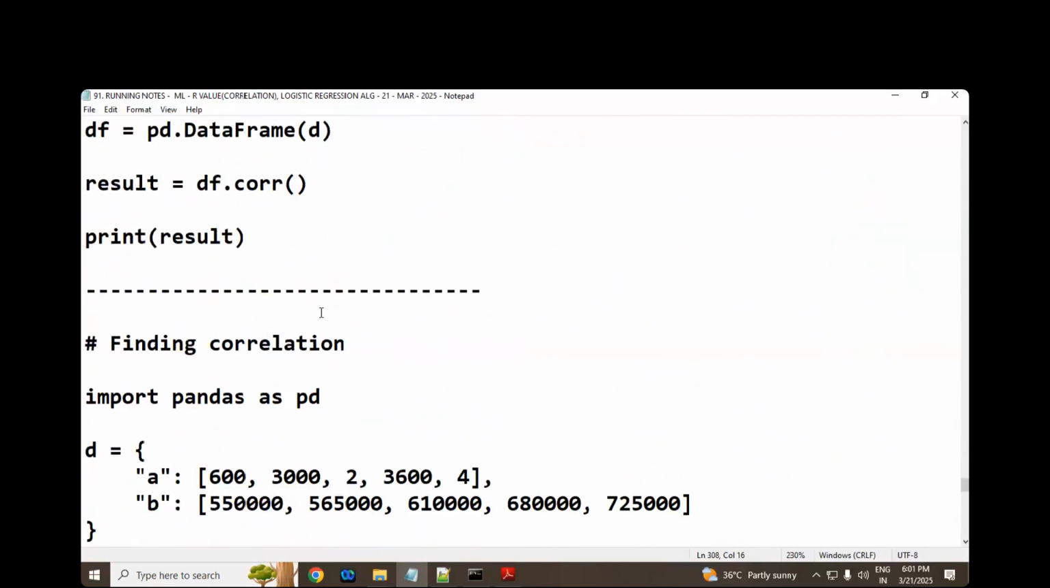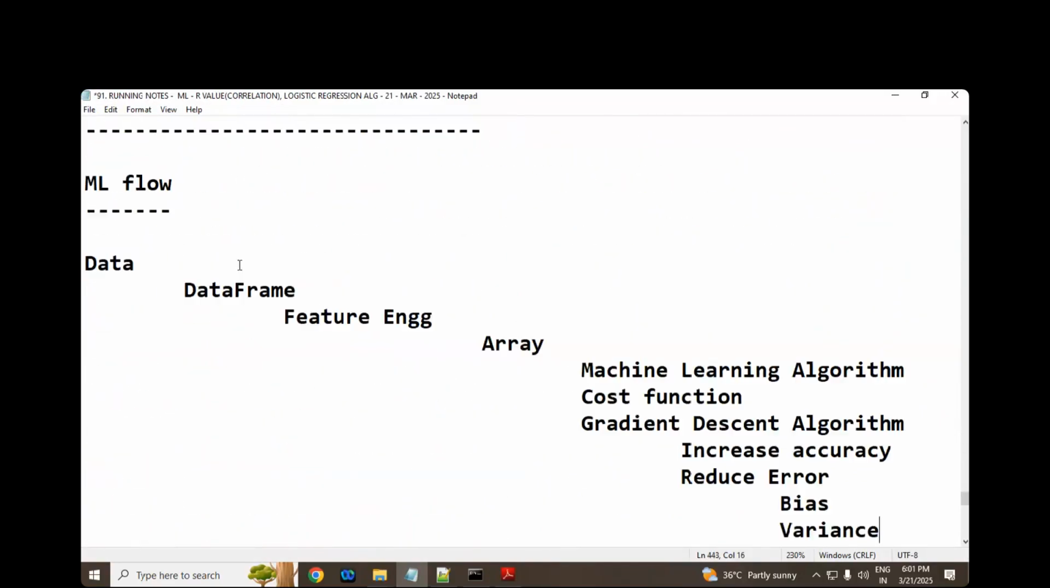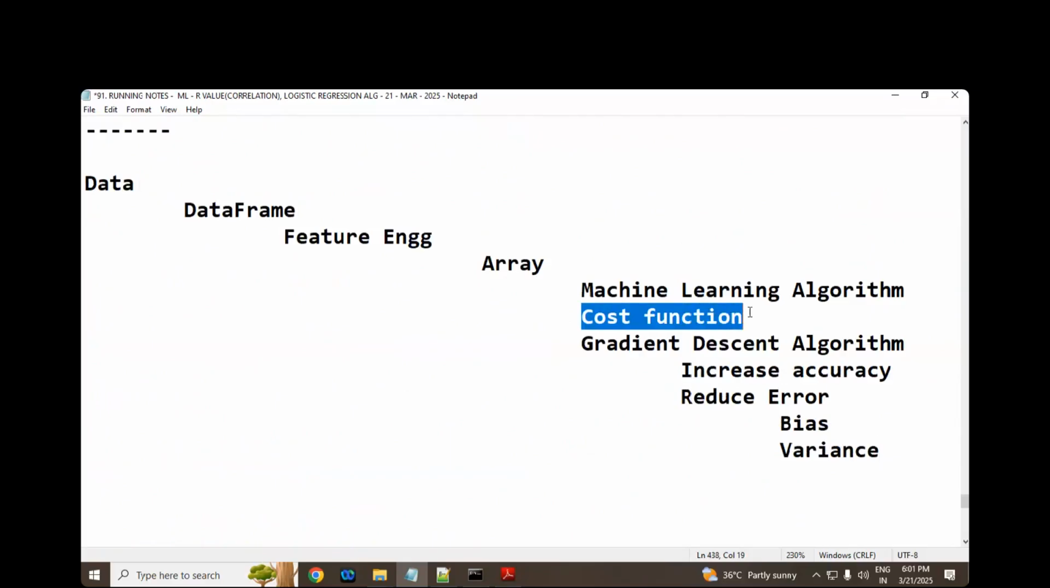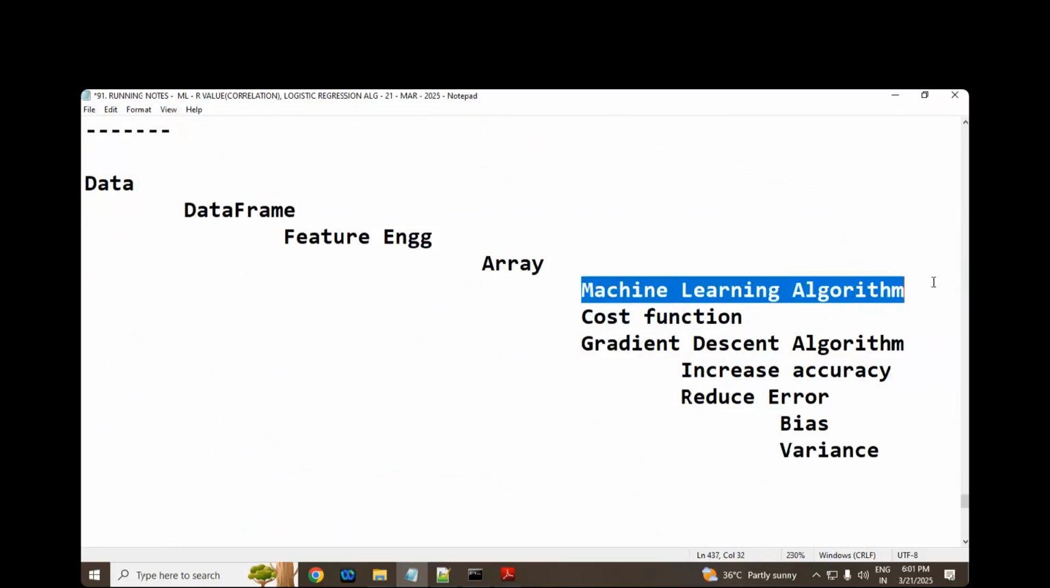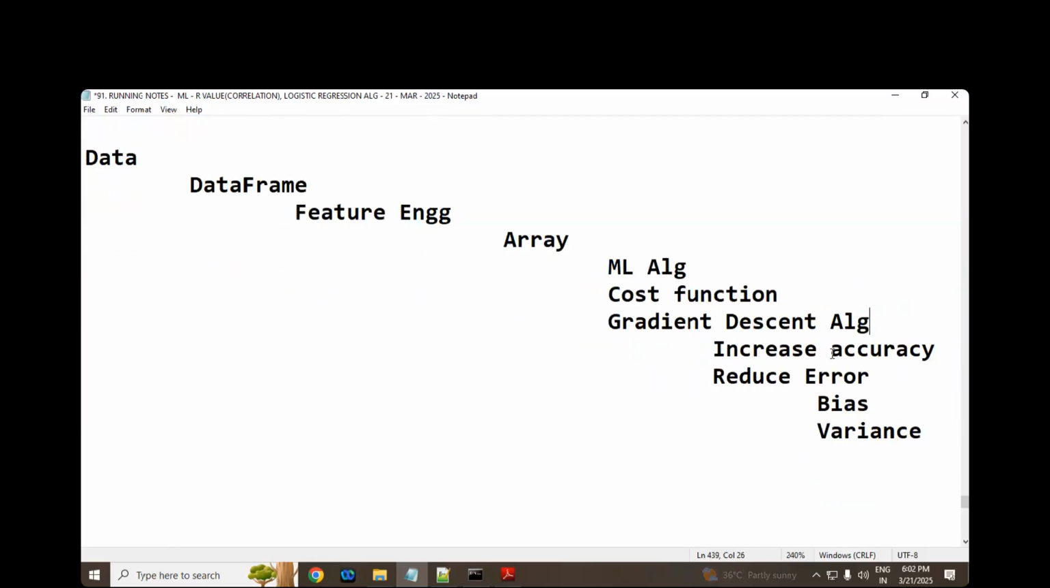Now take this ML flow. Keep it here. Did you remember one word actually? What is that word? Today you are going to understand what is that cost function, Daniel, and why that cost function came. These are all ML algorithms. Let us make it short so that you can understand very quickly.